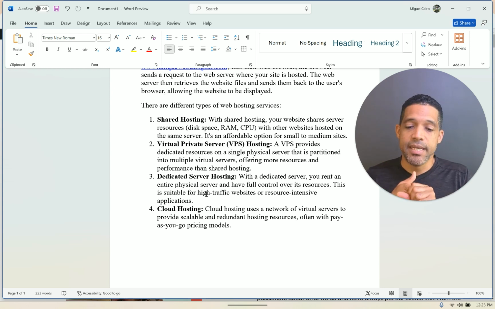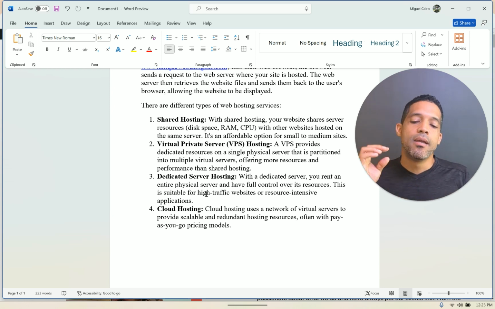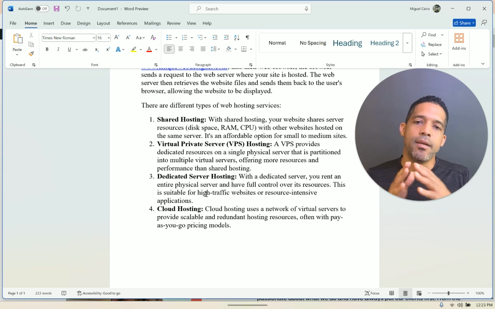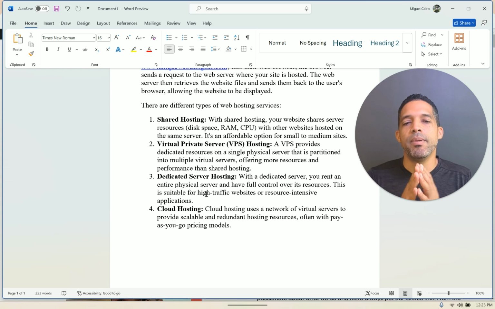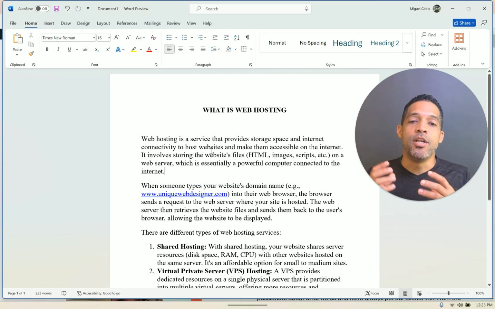I would stay away from dedicated hosting too, because obviously of the cost involved. I always recommend shared or virtual, but for the most part, starting out with shared, and then as you see a lot of growth in your company and you're getting a lot of traffic to your website, then you can upgrade to virtual private hosting. And that's it. That is web hosting in a nutshell.